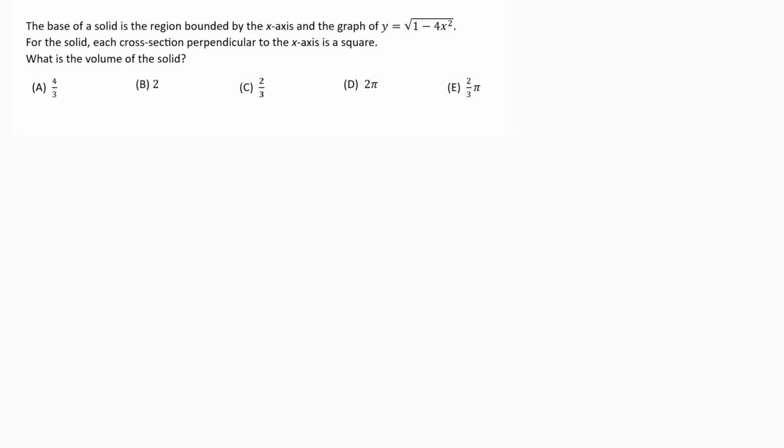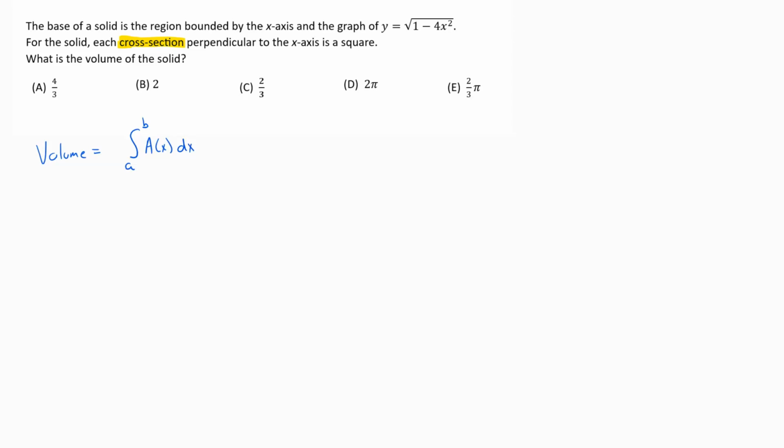This is an example of an AP Calc question that wants us to use cross-sectional areas to determine the volume of a given shape. So when we're doing cross-sectional areas, the volume is going to come from finding the integral from a to b of whatever our area formula is dx.